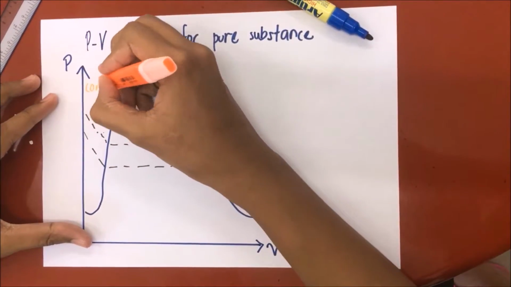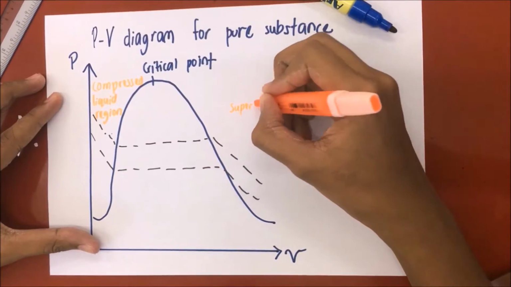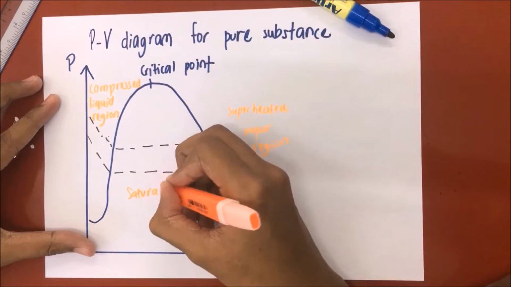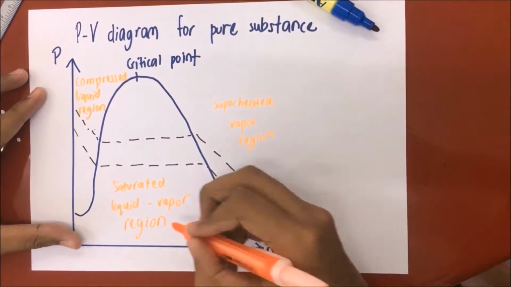From there, the left side is the compressed liquid region, the right side is the superheated vapor region, and in the middle of those two is the saturated vapor-liquid mixture region.